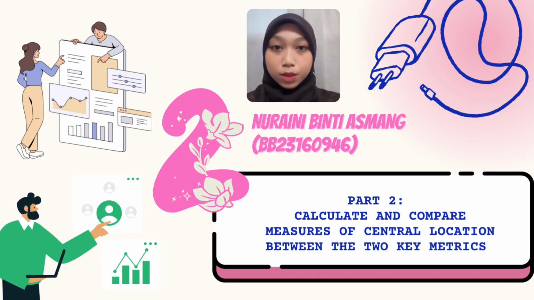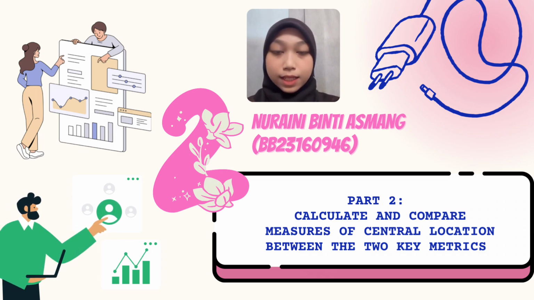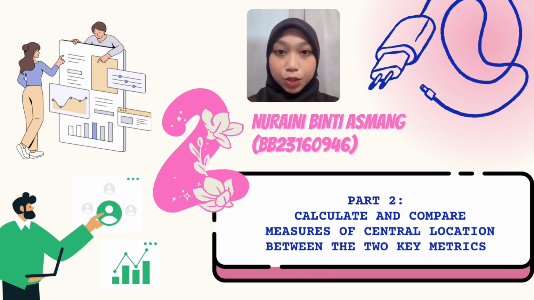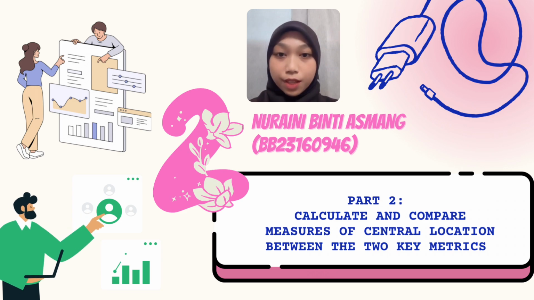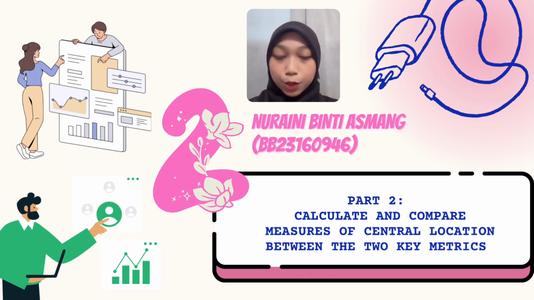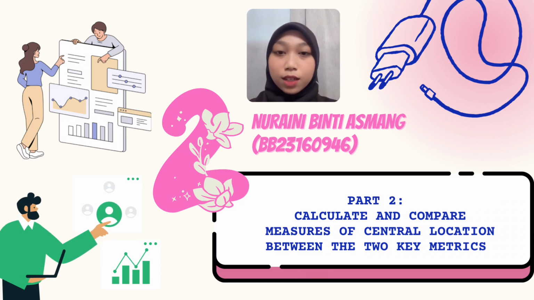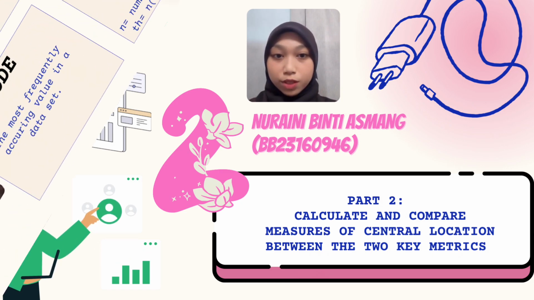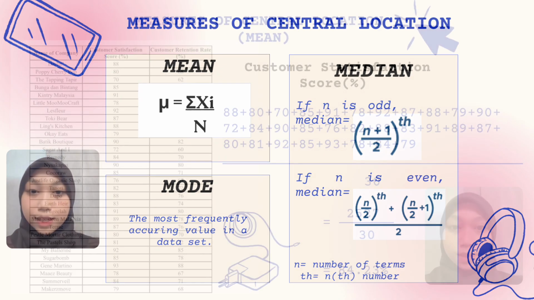I will be presenting part 2, which focuses on calculating and comparing measures of central location for two key metrics: customer satisfaction score, which is CSS, and customer retention rate, CRR. The three main measures we use are mean, median, and mode. So here are the formulas for mean, median, and mode that I used to get the answers.